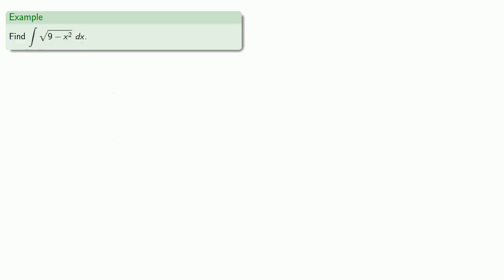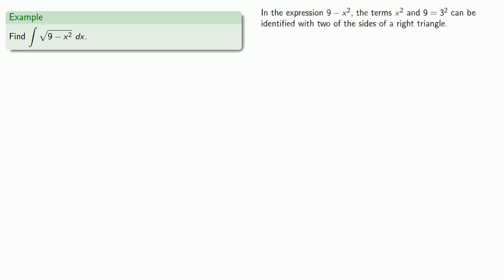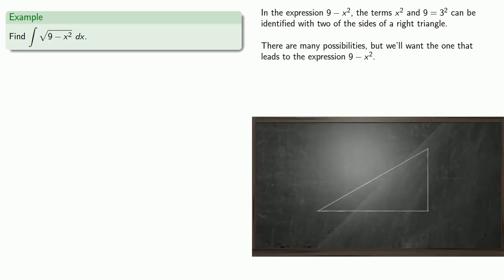What about the integral of the square root of 9 minus x squared? So again, in the expression 9 minus x squared, the terms x squared and 9, which is 3 squared, can be identified with two of the sides of a right triangle. There are many possibilities, but we'll want one that naturally leads to the expression 9 minus x squared. Again, if you don't play, you can't win. So we'll throw down x and 3 and see if we get an expression that we want.